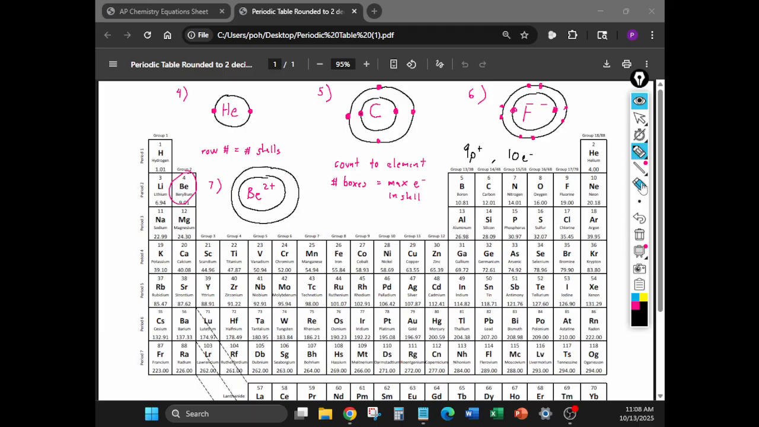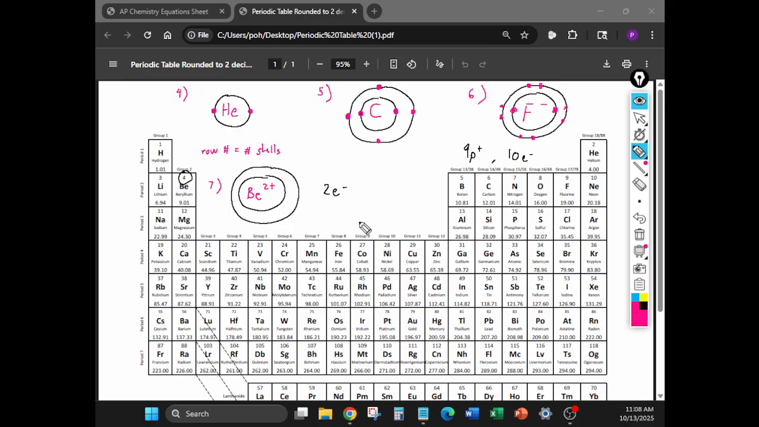Okay, but before we do that, let's take a look at Be and look at the charge. So if you take a look at the charge, it's 2+, right? So Be typically has 4 electrons. But if the charge is 2+, how many electrons does Be2+ have? It only has 2, exactly.